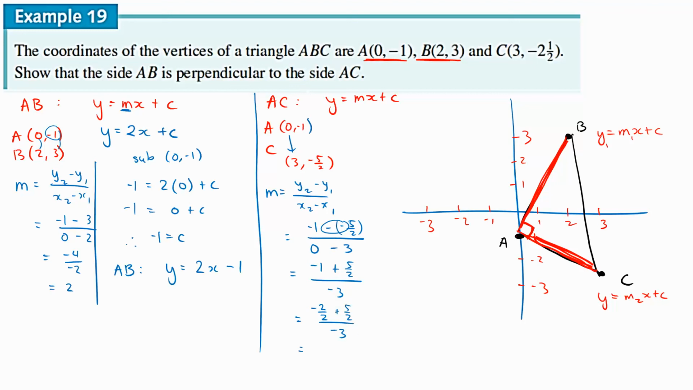Now, the denominator is the same, so -2 plus 5 is 3. So we have 3 on 2, divided by -3.